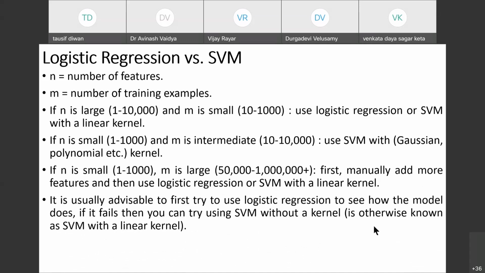It is advisable, because we don't know exactly whether logistic regression or SVM will perform better, to first go with logistic regression and see how it performs, and then go with SVM and try different kernels.